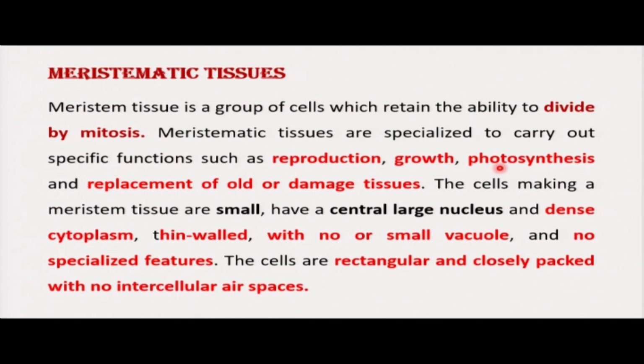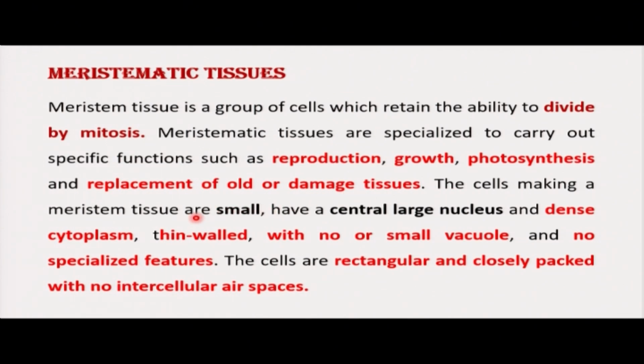Then meristematic tissues have cells which have chloroplasts, and if they have chloroplasts, that means they are able to do photosynthesis. Meristematic tissues have cells which are able to divide, and if these cells divide, that means they are able to replace old or damaged tissues.